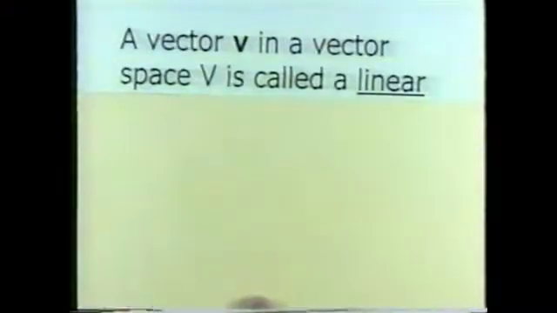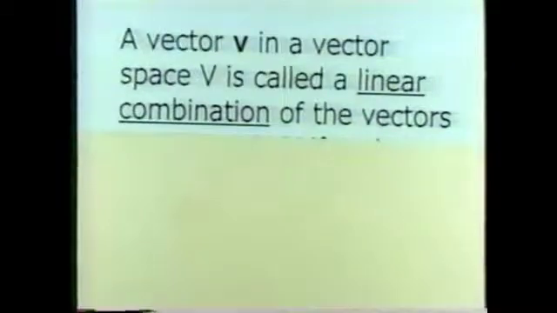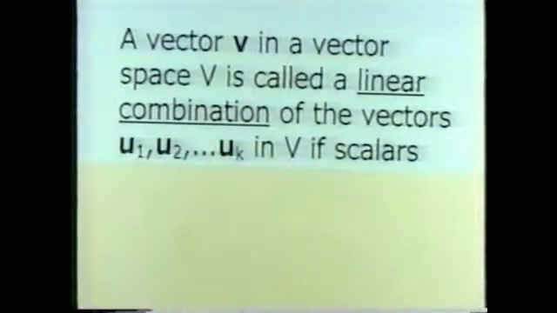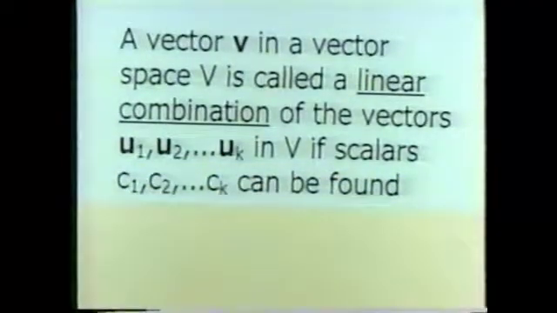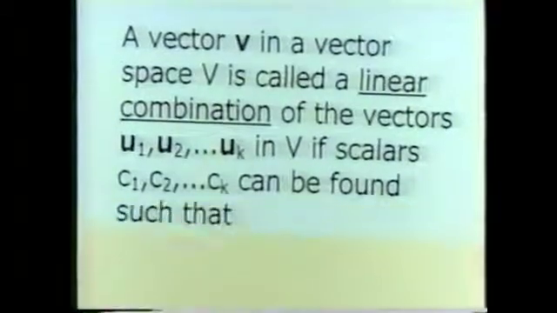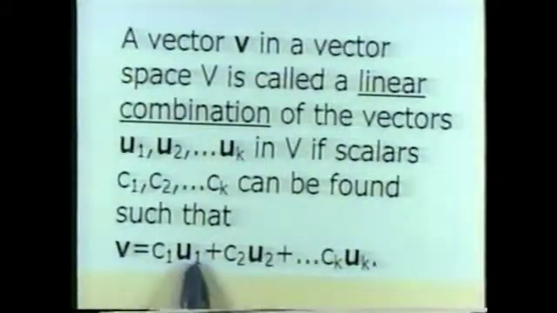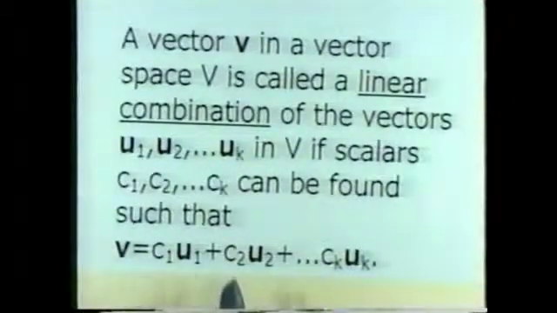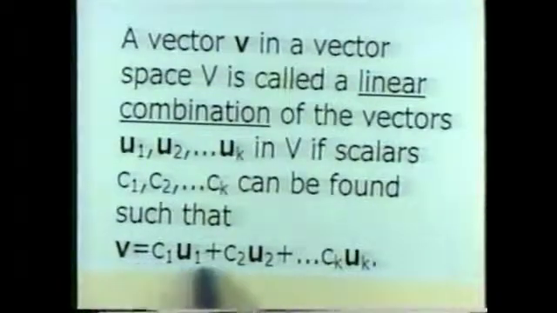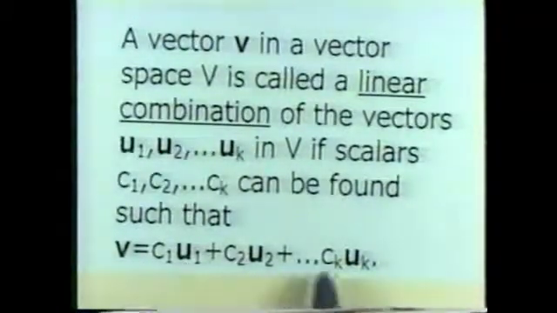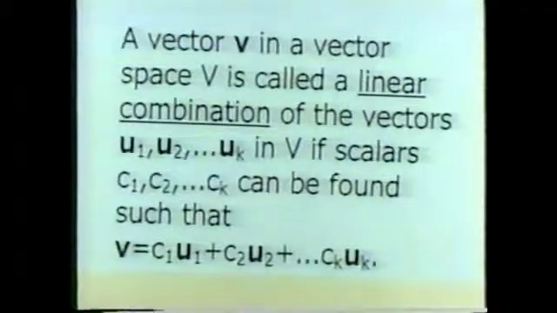A vector V in a vector space, capital V, is called a linear combination of the vectors u1, u2, up to uk in V if scalars c1, c2 up to ck can be found such that V is equal to c1u1 plus c2u2 plus up to and including ckuk. Now remember that bold print indicates vectors and that regular print indicates scalars. So u1, u2, and uk are vectors. c1, c2, ck are scalars. So vector V is a linear combination of vectors u1 through uk and scalars c1 through ck.